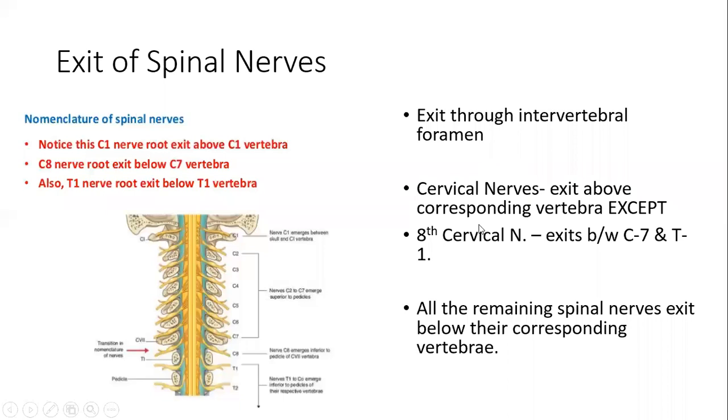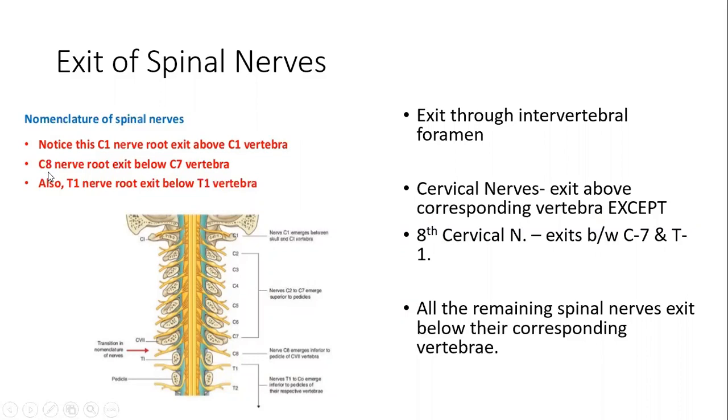Why is it that cervical nerves are exiting above their corresponding vertebra, whereas the remaining nerves are exiting below their corresponding vertebra, except the eighth cervical nerve? We know that the first cervical spinal nerve exits above the first cervical vertebra, which is also called the atlas vertebra. So this first cervical spinal nerve exits the vertebral column between the base of the skull and the atlas vertebra, or the first cervical vertebra.